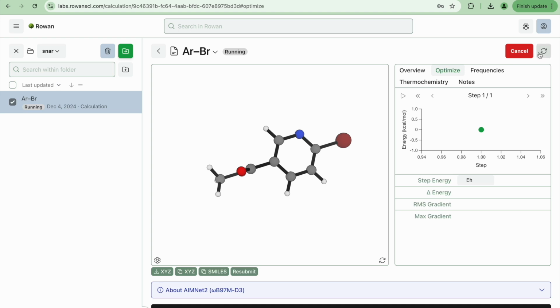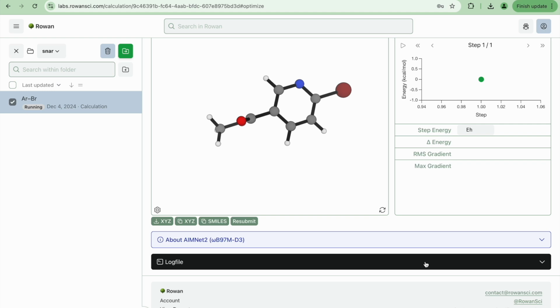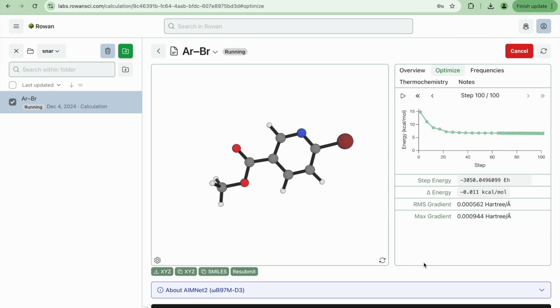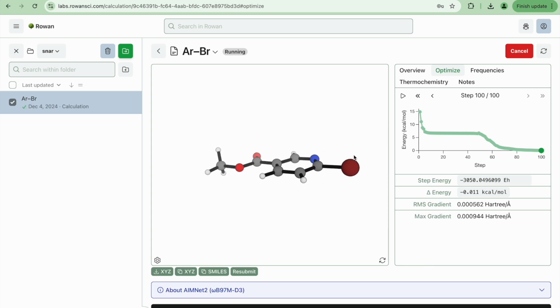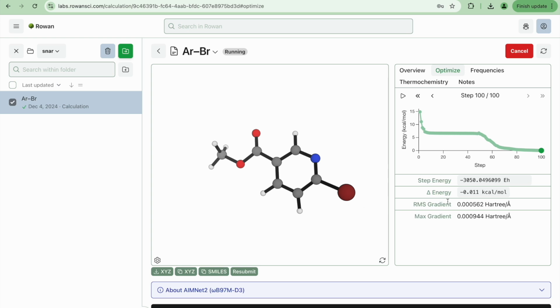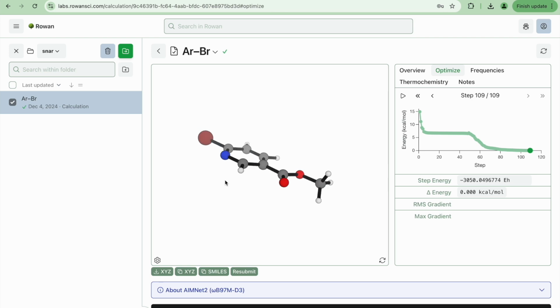So this has already started running. We expect that this will hopefully be a very fast calculation. Usually things take a sec just to get going. This will be using the AIMNet2 neural network potential, which is a fast and quite accurate neural network potential. It's one of the most efficient methods on Rowan, and it should give very good results for a first pass here. And now here is our optimized structure.